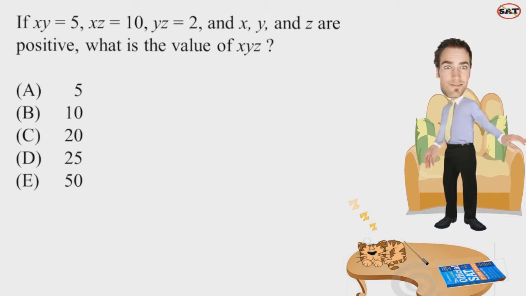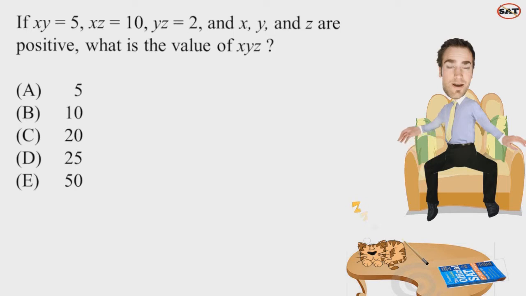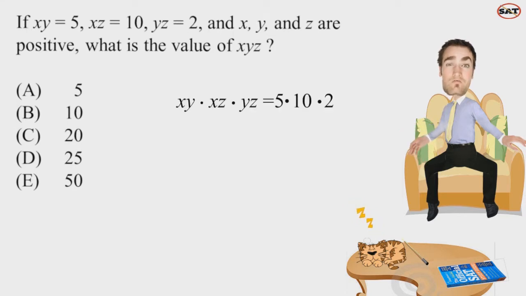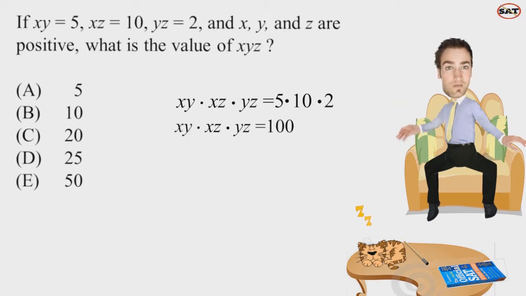There's two ways you can approach this. You could approach it, first, in a very mathematical way. For example, you could start off by saying xy times xz times yz is 5 times 10 times 2. That's sort of just extrapolating from the information. And you can then put that all together to say that xy times xz times yz equals 100, because 5 times 10 times 2 equals 100.